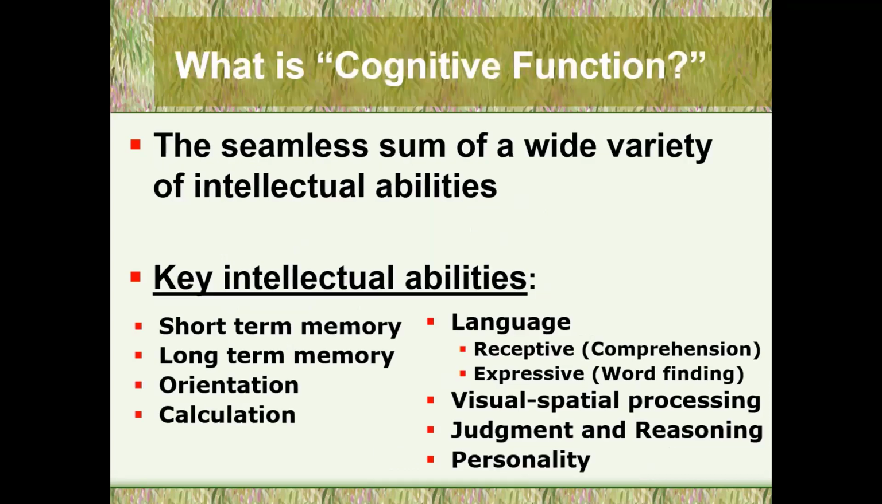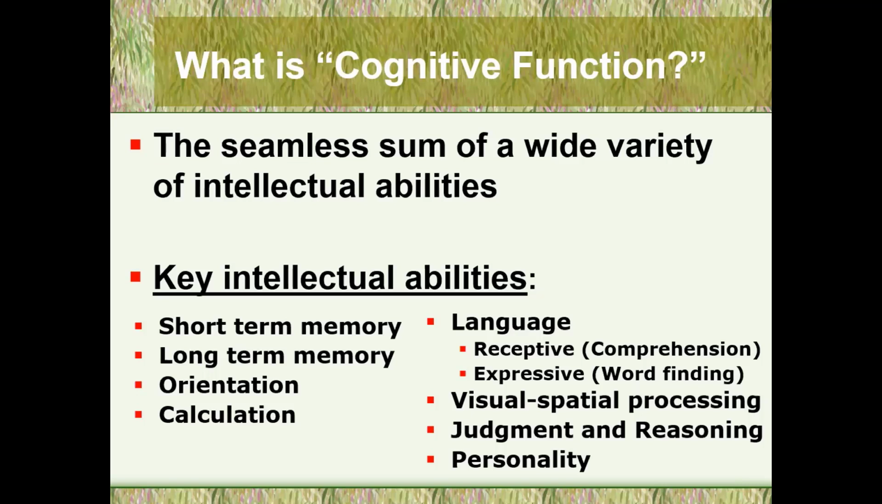Next slide, please. I want to talk about the area that we're dealing with, which is cognitive function, your ability to think clearly. So let's define this. What is cognitive function? It is the seamless sum of a wide variety of individual intellectual abilities, literally dozens of intellectual abilities that blend together in a seamless manner that create who you and I are and how we think and operate every day. Now, on this slide, I've indicated some key intellectual abilities. They're key because these are the problems, the intellectual dysfunctions that occur when older adults develop a dementia process.